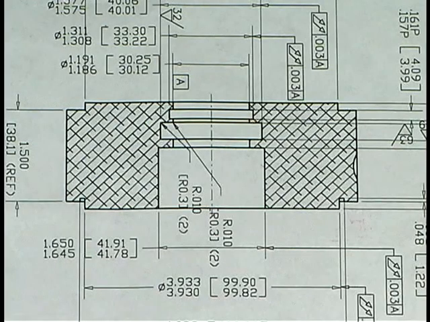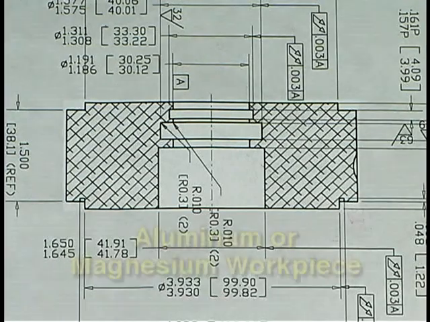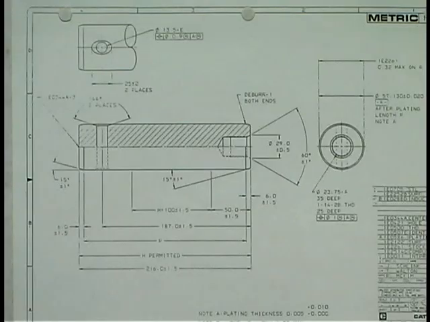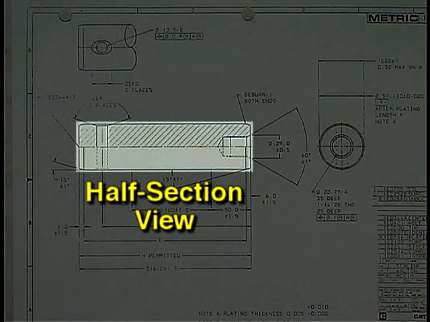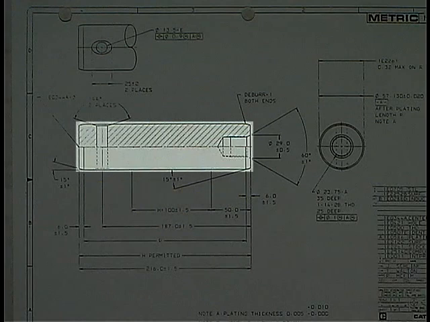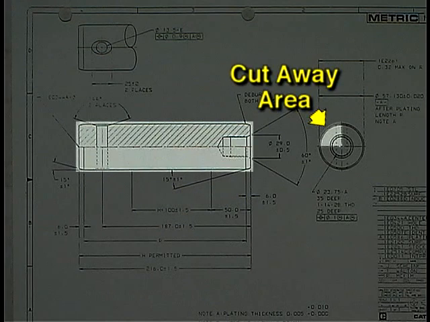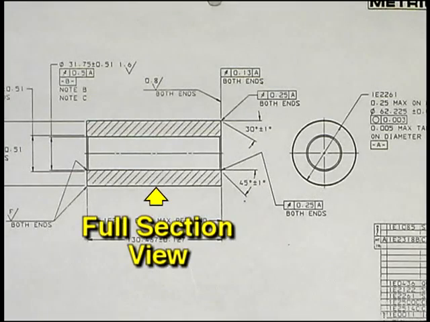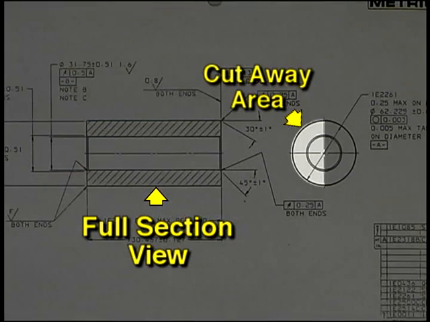Section lines can also be drawn using several other patterns. This means that the workpiece is made from a specific material. For example, this cross-hatch pattern indicates that the workpiece is made of either aluminum or magnesium. The upper half of this drawing is shown in half section. It appears as if the workpiece has been cut through to the center from the top and side of the part. 1/4 of the part is shown cut away. A full section would have shown the part as cut completely through from top to bottom. 1/2 of the part would be shown cut away.